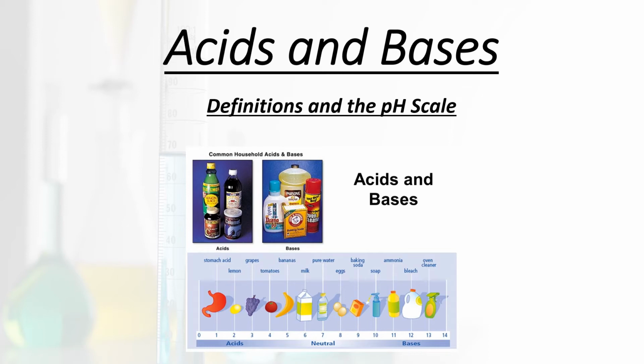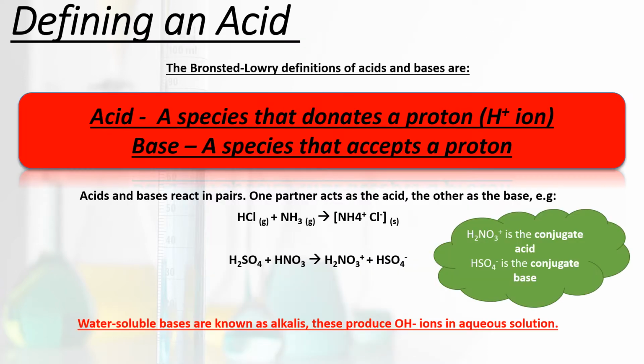Hi everyone, today's video is going to look at acids and bases and specifically definitions and the pH scale. So when we think about defining an acid, the Bronsted-Lowry definitions of acids and bases are that an acid is a species that donates a proton or an H+ ion, and a base is a species that accepts a proton.